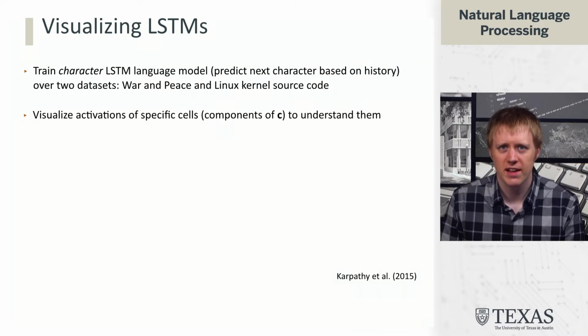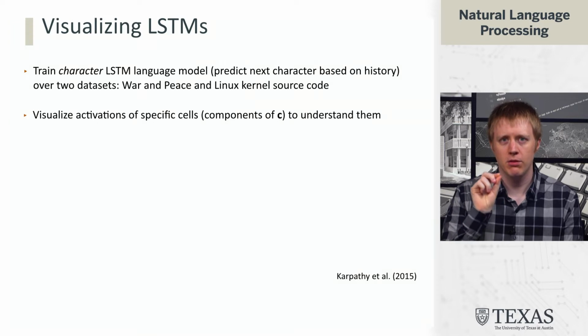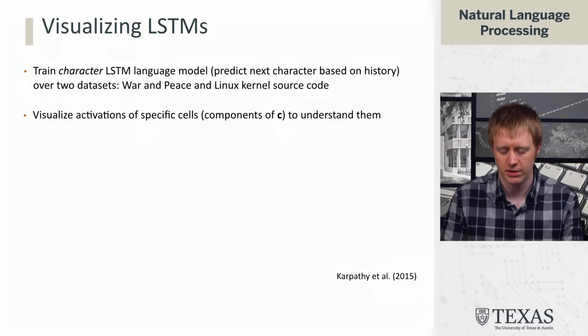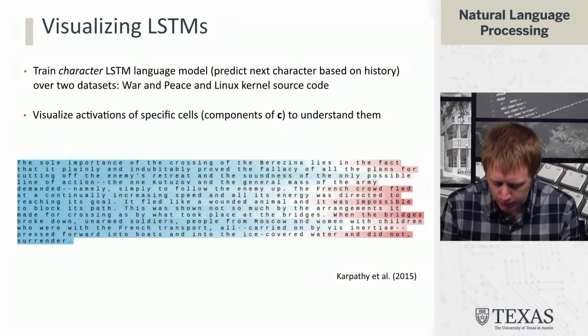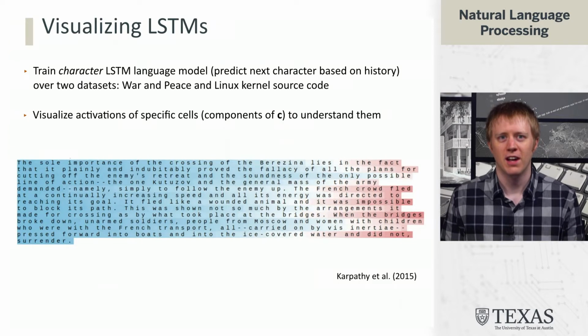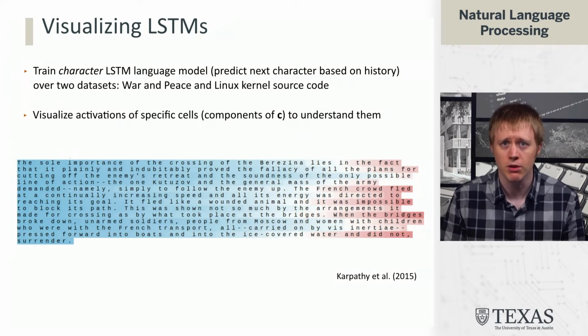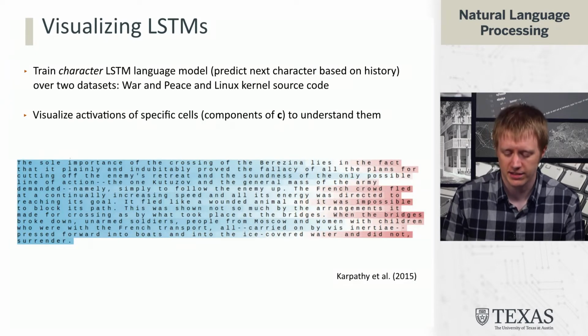And what they did was they looked at the individual components of the cell state C in order to understand what was going on. They looked at the activations of it and basically plotted them over different time steps in order to try to understand the behavior. So what we see here is an example from War and Peace, not the Linux kernel, where we have isolated one particular unit's activations and color-coded them, where blue, I believe, is low values and red is high values. So this unit has a particular behavior in the context of this LSTM.